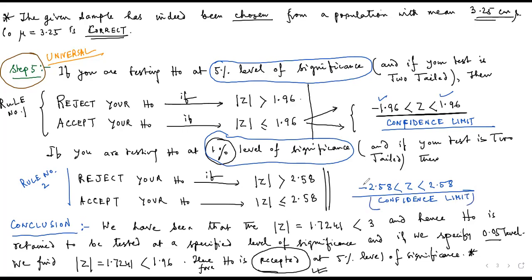The time of this particular session is running out. No more time is left, so I'm going to stop at this point. In the next session, first of all, I'm going to explain why this limit is called a confidence limit, and then, if I get time, what is the meaning of the term level of significance. So let's wait for the next session to begin.